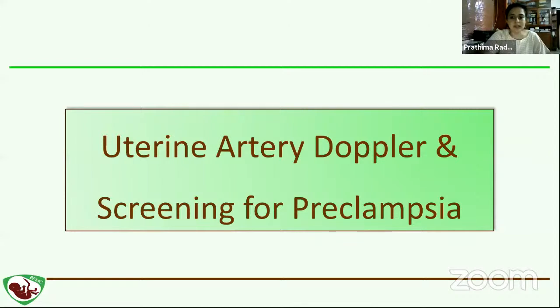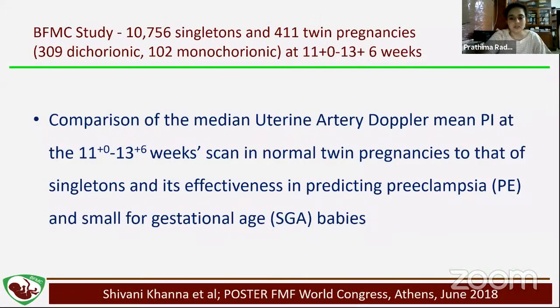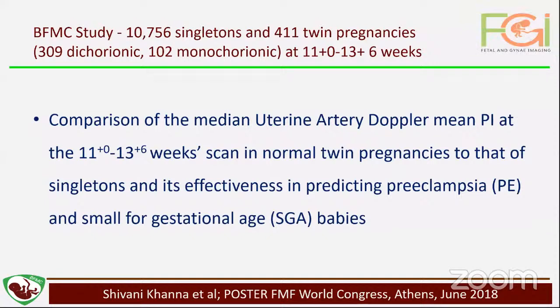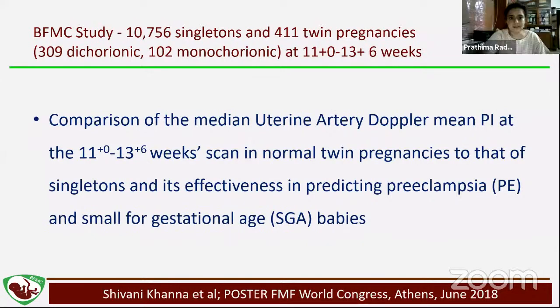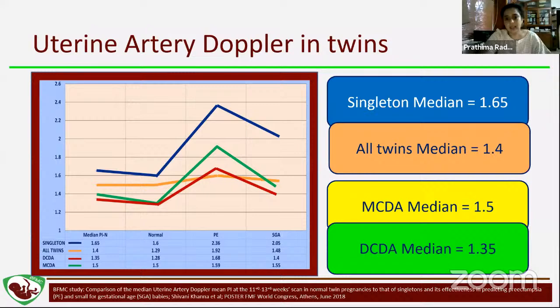Now, coming to screening for preeclampsia in twins, we know that twins are already at increased risk of developing preeclampsia. So they already start on a high risk basis. Now, we looked at BFMC, we looked at the uterine artery Doppler in 309 dichorionic, 102 monochorionic twin pregnancies in the first trimester, and compared them to 10,000 singleton pregnancies to see how the uterine artery varies in twin pregnancy. And what we found was interesting. The median in singleton pregnancies was 1.65, whereas for all twins it was lower, 1.4, 1.5 for the monochorionic, and 1.35. So we know that the median is less.